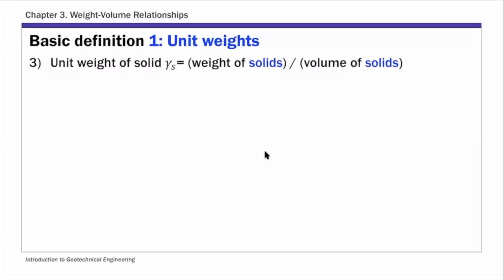And the third one is called unit weight of solids. This one is weight of solids over volume of solids. Again, you notice that this is weight over volume, so this is one of the unit weights. For this gamma S, using our symbols, gamma S is WS over VS. That's weight of solids over volume of solids.